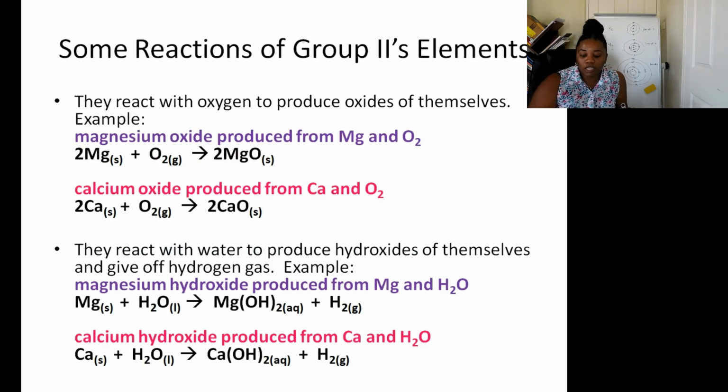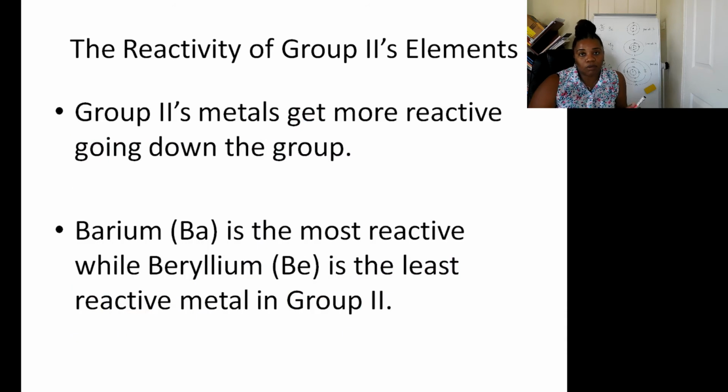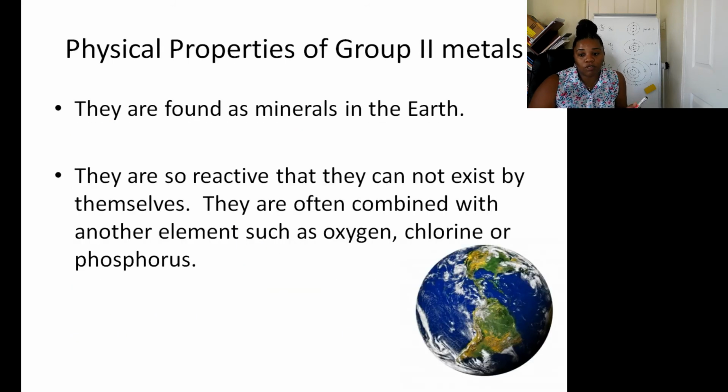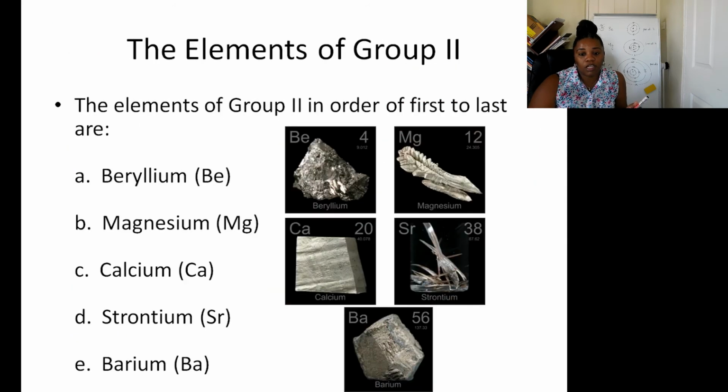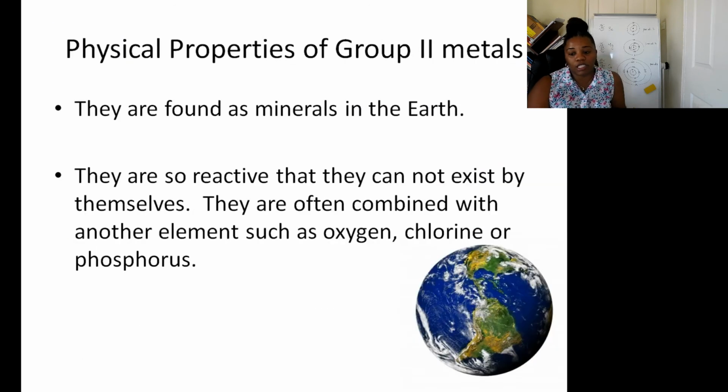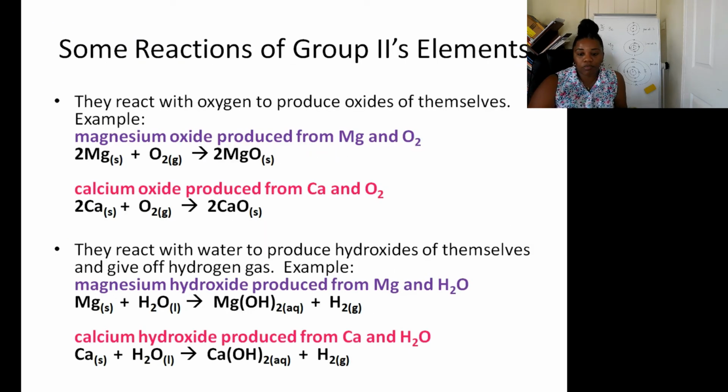They react, so these are known as the chemical properties. Whereas before we were dealing with the physical properties. Physical properties, again, are things that you see, like this. This is how they look. And now we're dealing with the chemical properties, what they do.